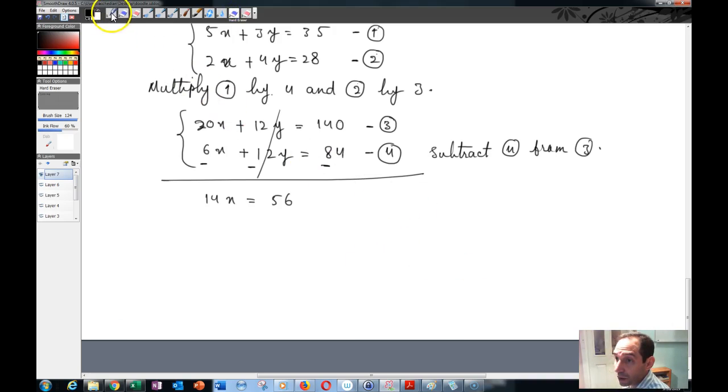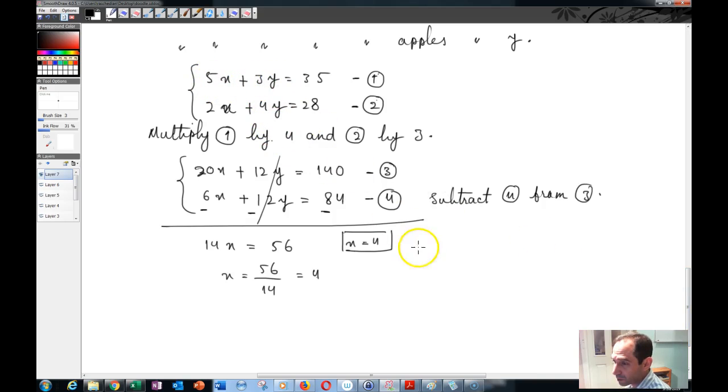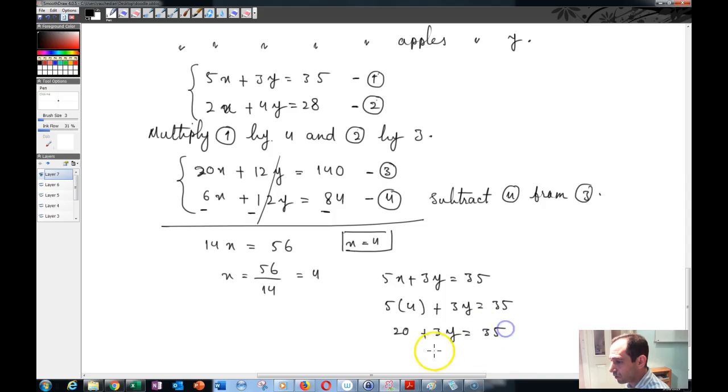And then what you have is 14x is equal to 56, so x is equal to 56 divided by 14, which is 4. So x is equal to 4, and then you can take any of these equations. For example, 5x plus 3y is equal to 35, and set x equal to 4 to get y: 5 times 4 plus 3y is equal to 35, so 20 plus 3y is equal to 35, and 3y is equal to 35 minus 20, which is 15. So y is equal to 15 divided by 3, which is 5.